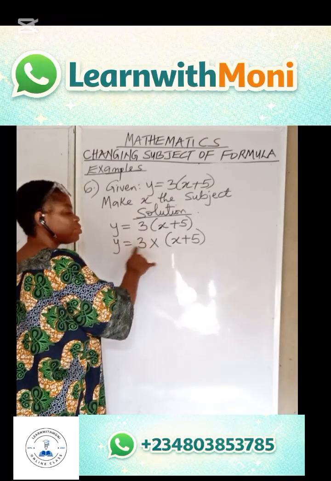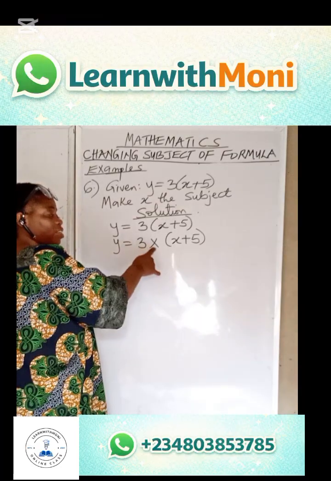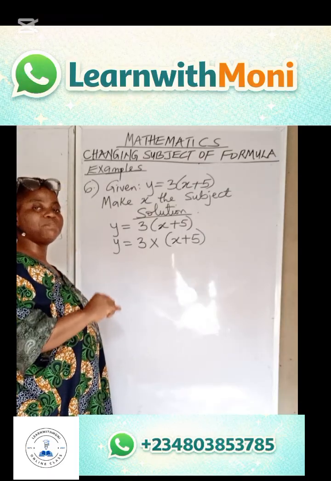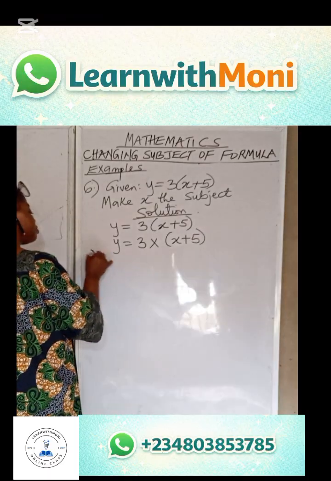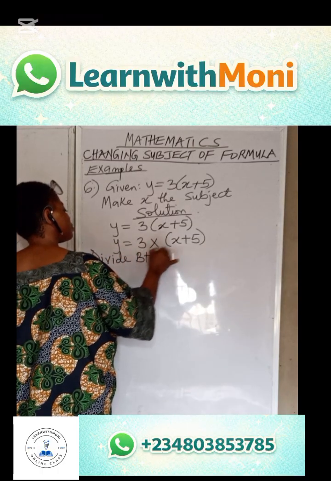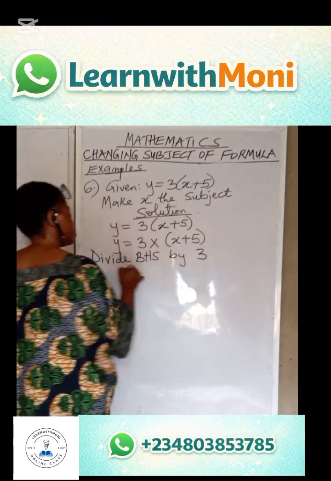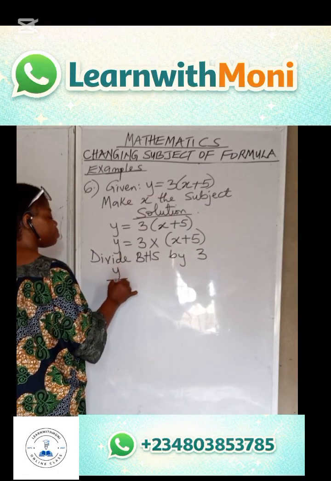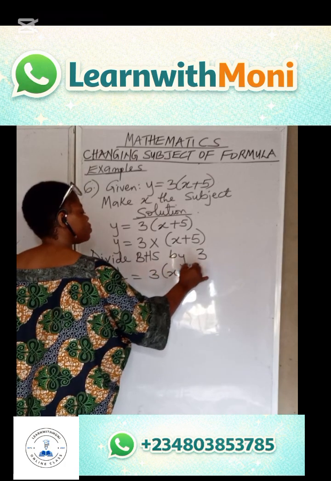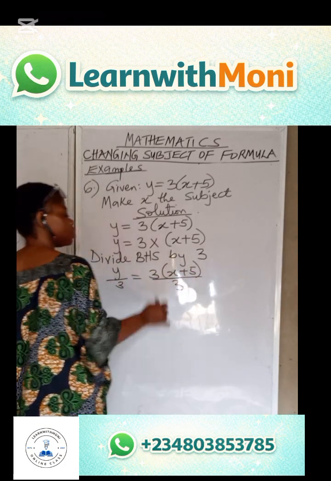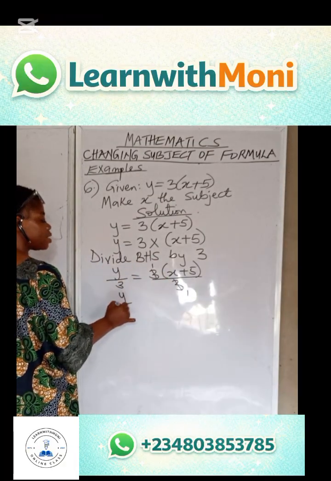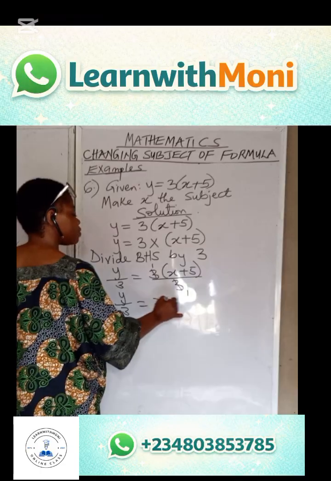The opposite of times 3, or the inverse operation for times 3, is divided by 3. So let us divide both hand sides by 3. This means Y divided by 3 equals 3 times X plus 5 divided by 3. 3 divides 3 once. So we are left with Y divided by 3 equals X plus 5.